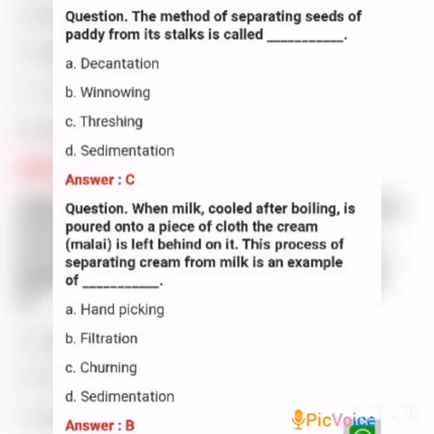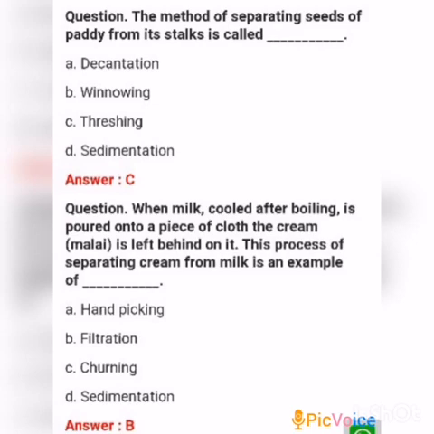Next question. The method of separating seeds of paddy from its stalks is called: decantation, winnowing, threshing, sedimentation. The answer is threshing. Threshing is a separation method which is used to separate seeds of paddy from its stalks.